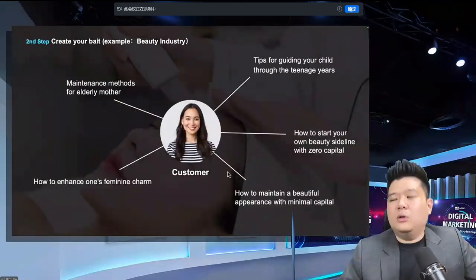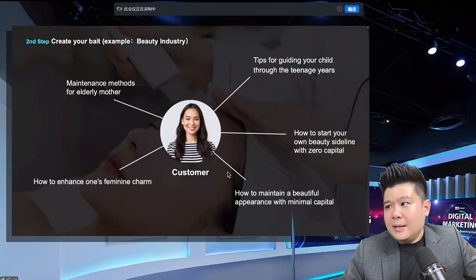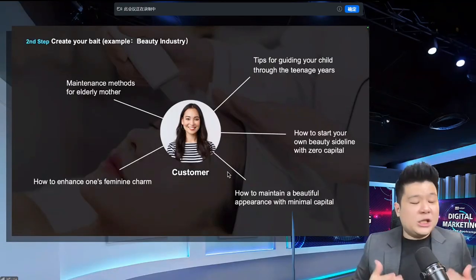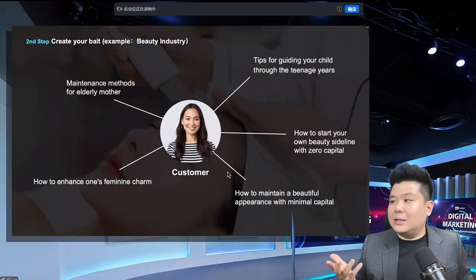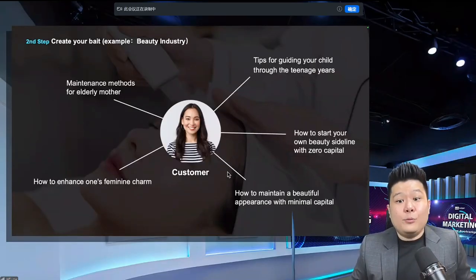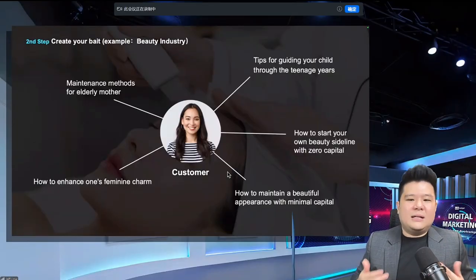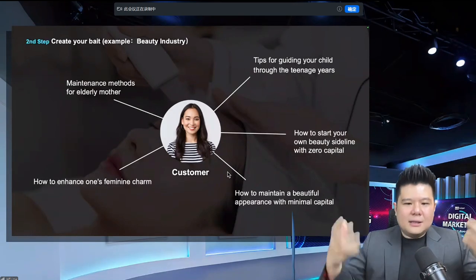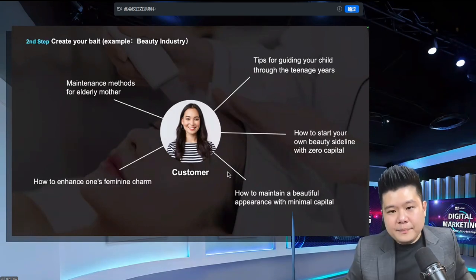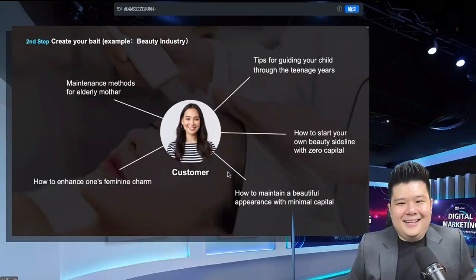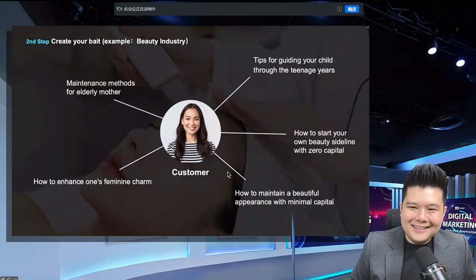The same thing goes to, let's say, the beauty industry. What are the maintenance methods for elderly mothers? Tips to guide your child. I mean, what does the beauty industry have to do with children? Because it's related to women, right? Ladies usually have children, and depending on the age group, that's the topic they face every day: how to take care of your child. If they take care of the child well, the wrinkles will be fewer. You help them take care of the child, and they have more time to spend on their beauty.